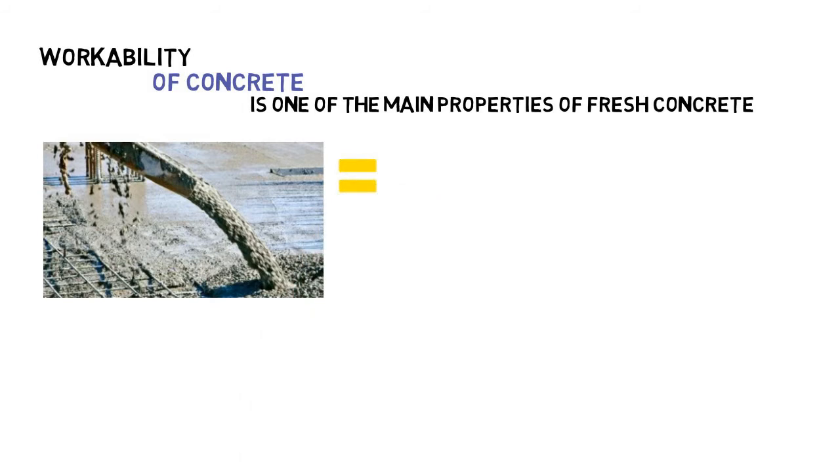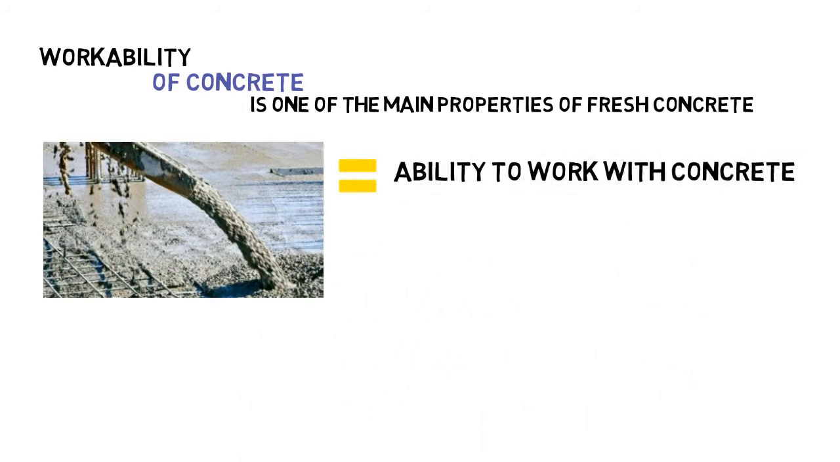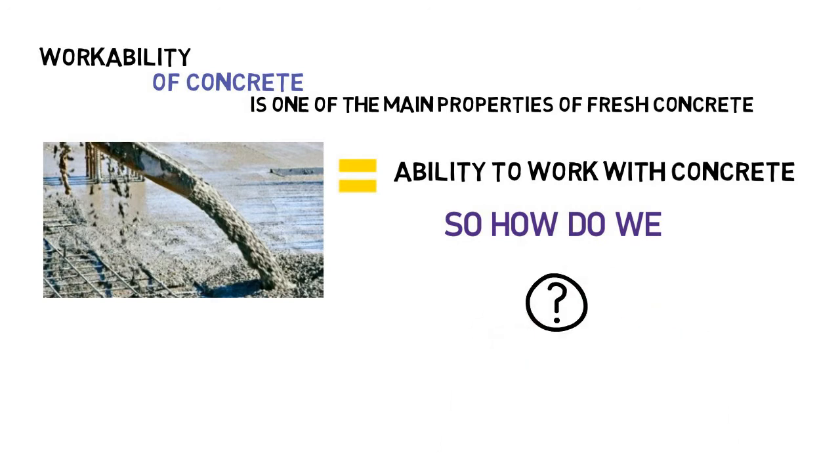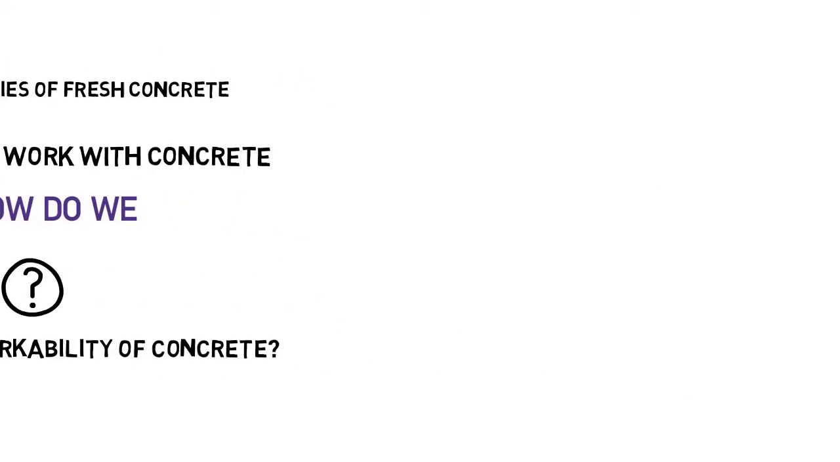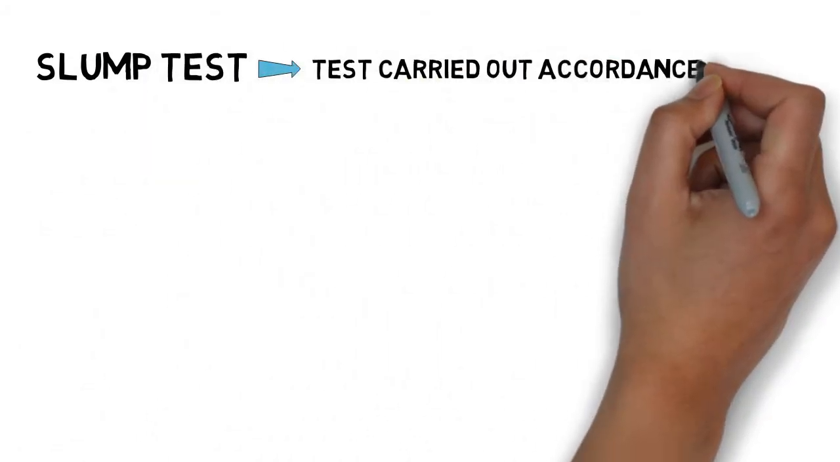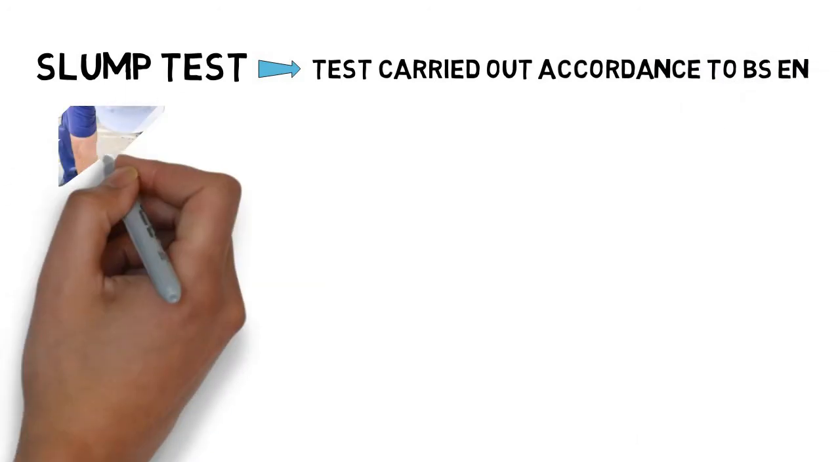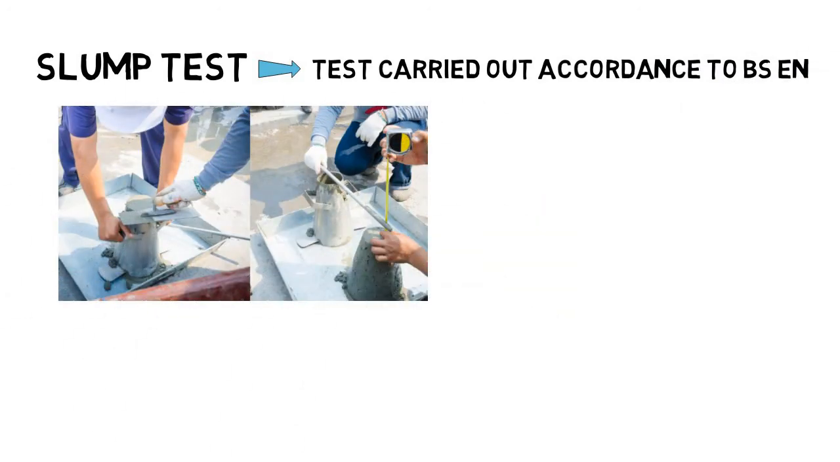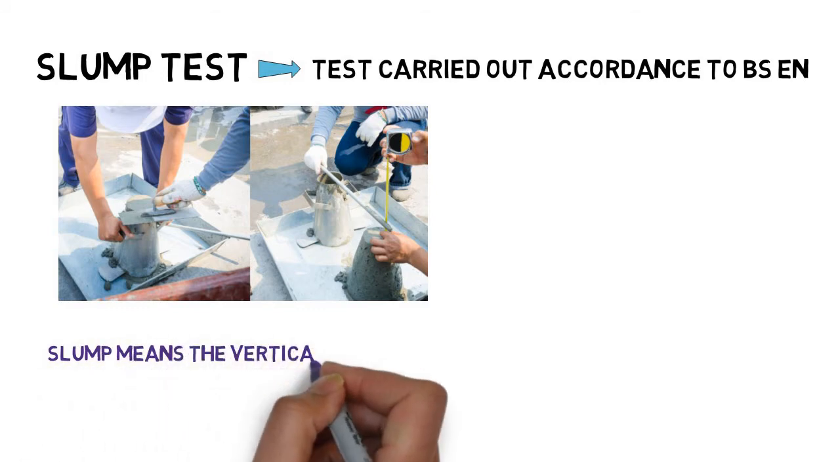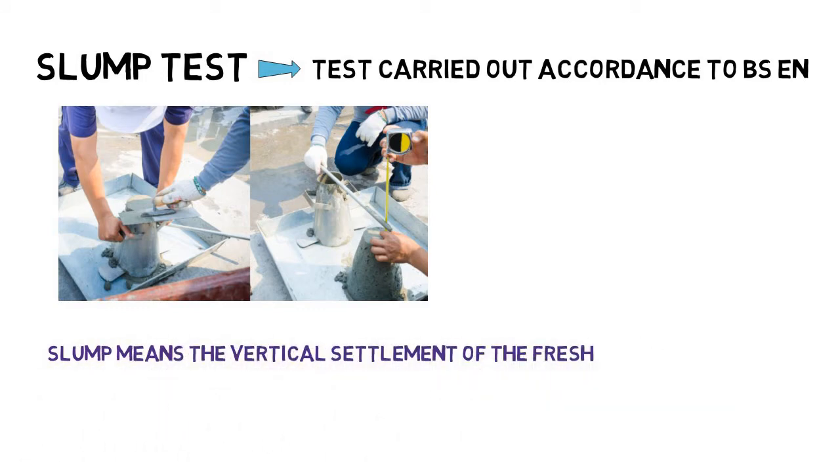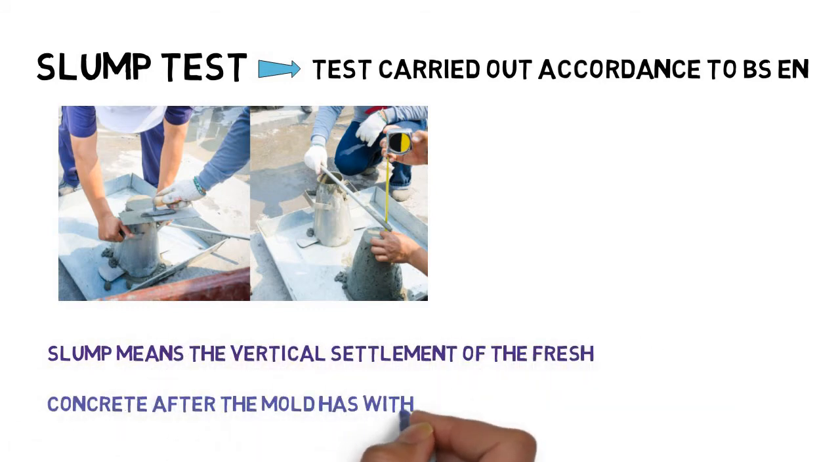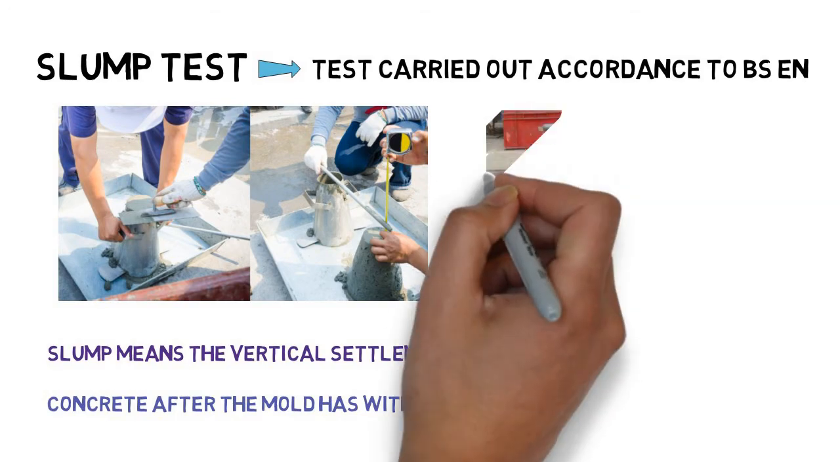So, how do we measure the workability of concrete? Slump test, to calculate consistency of fresh concrete. Slump means the vertical settlement of the fresh concrete after the mold has been withdrawn. Procedure of slump test.